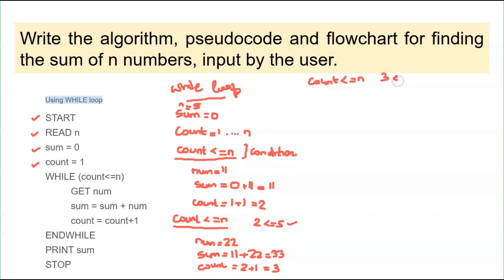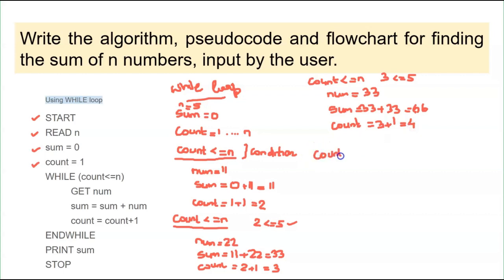3 is less than or equal to 5. So you will ask for the next number. Number is 33. Sum is equal to 33 plus the previous sum 33, which is equal to 66. And you will increment count. Count is already 3, plus 1, which will become 4.